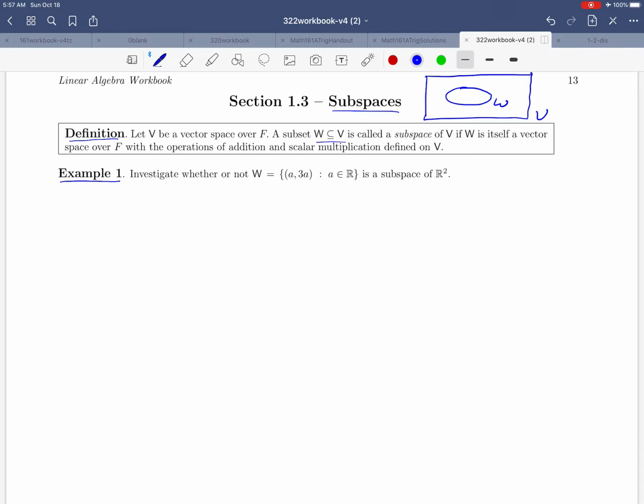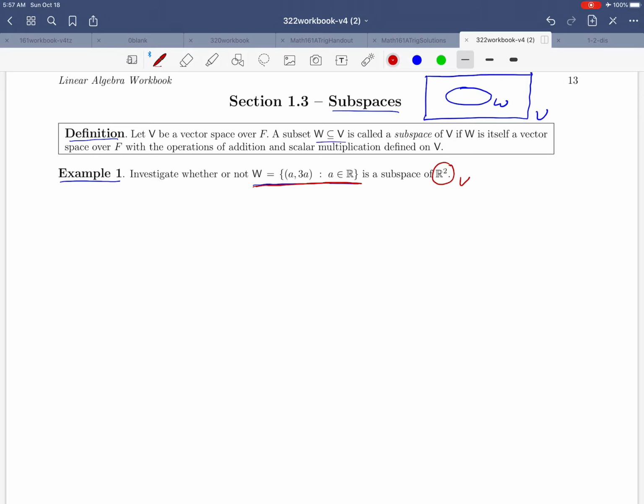Okay, so let's do an example where we show that something is a subspace. They'd like us to investigate whether or not W, which is the set of all ordered pairs that have the form (a, 3a), is a subspace of R2. To use the notation of the definition, we'll call R2 V. That's our big vector space. We already know that that's a vector space. We'd like to show that this subset of V is also a vector space.